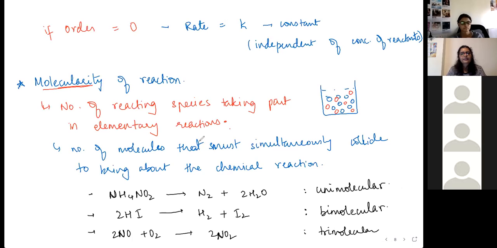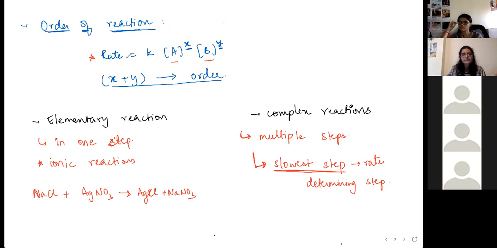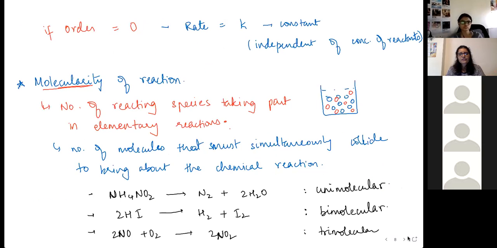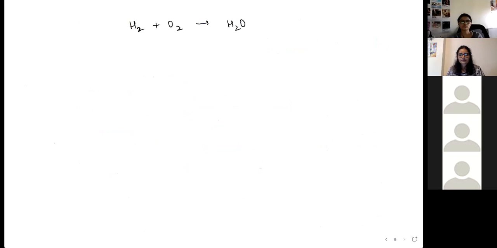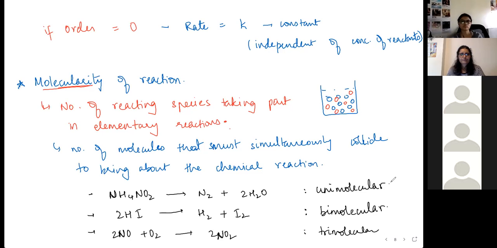So molecularity is quite literally the number of molecules that must simultaneously collide. But order is how the rate depends on the exponents of the concentration. So based on what you know about order versus molecularity, what are the possible values for each? Order can be zero, it can be one. Order can also be a fraction because it's an experimentally determined value. But can molecularity ever be a fraction? Can molecularity be zero?